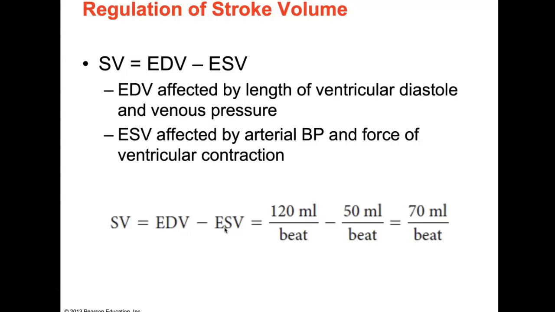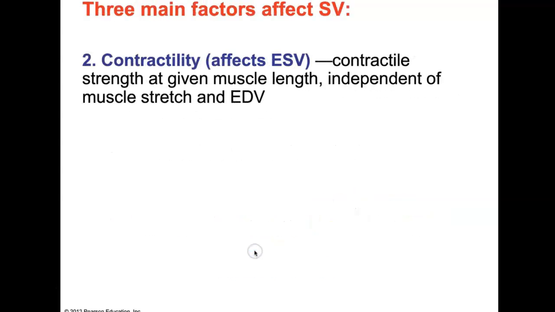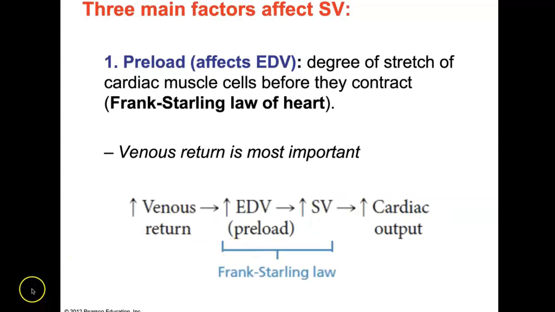So there are 3 important factors that we're going to discuss, which are preload, contractility, and afterload. So in the next few slides, we're going to see that preload affects end diastolic volume, whereas contractility and afterload are going to affect end systolic volume. So let's take a look at the first one, which is preload. Preload, by definition, is the degree to which cardiac muscles are stretched just before they contract.